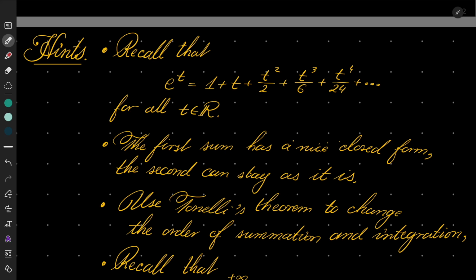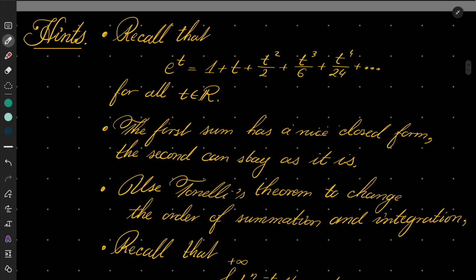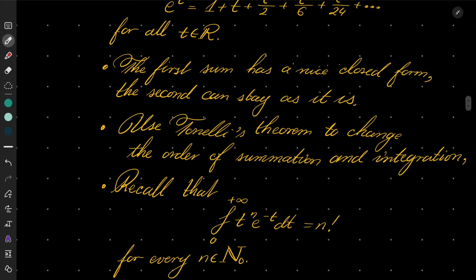Then you should try to use Tonelli's theorem to change the order of summation and integration. And finally, recall the well-known fact that the integral from 0 to infinity of t to the power of n times e to the power minus t dt always equals n factorial for every natural number n. So give this problem a try, and I will see you in just a minute.